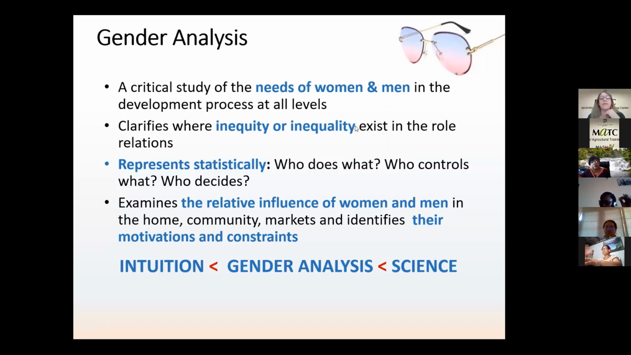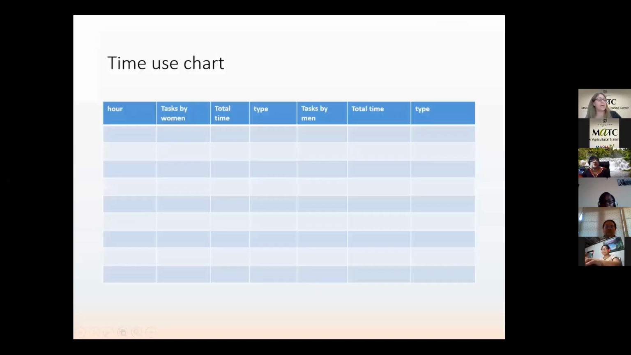And I'd like to give examples of how a gender analysis is done very briefly. For example, you can use a time use chart where you write in the hour, the tasks that are performed by women in the community, the total time that each task takes, the type of task it is, and same by men, and you can add here also by girls and boys in the community.